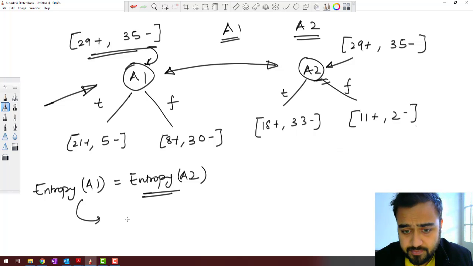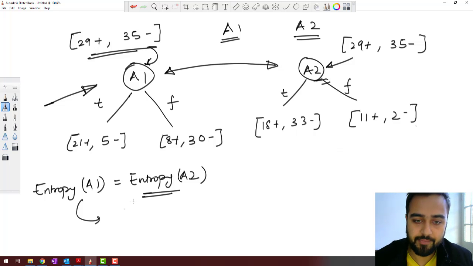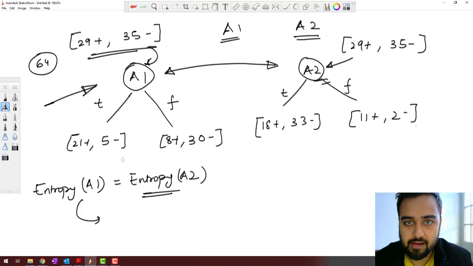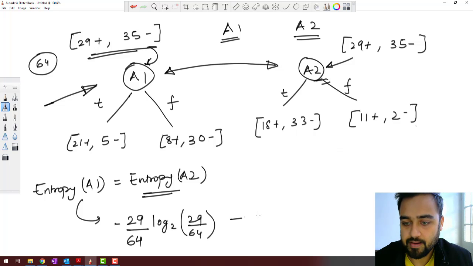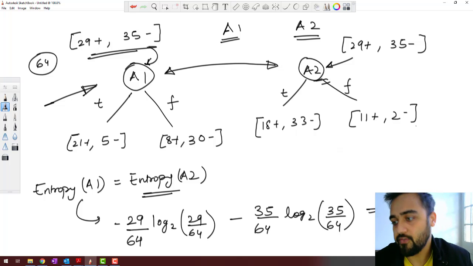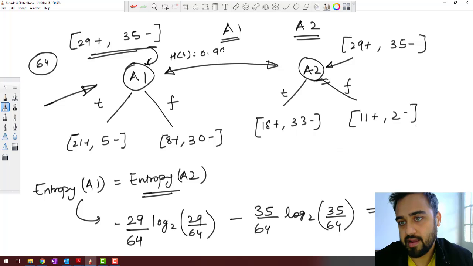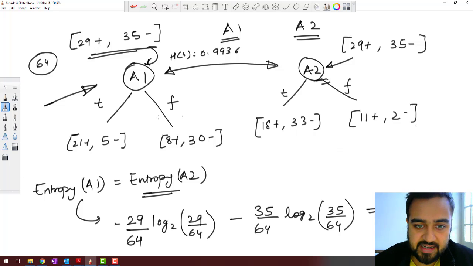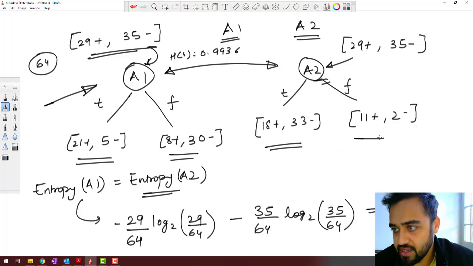To calculate that, you use the formula minus sigma p_j log 2 p_j. The total number of samples is 64, so the entropy of S would be minus 29 by 64 log 2 of 29 by 64 minus 35 by 64 log 2 of 35 by 64, which results in a value of 0.9936. This value, H(S) = 0.9936, remains the same for both A1 and A2. Your splitting information depends on how the data set gets split, that is, the variation in the data set.